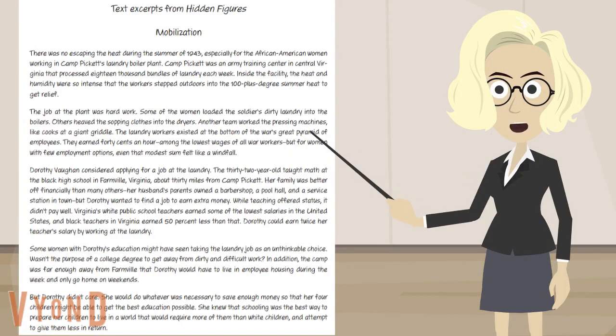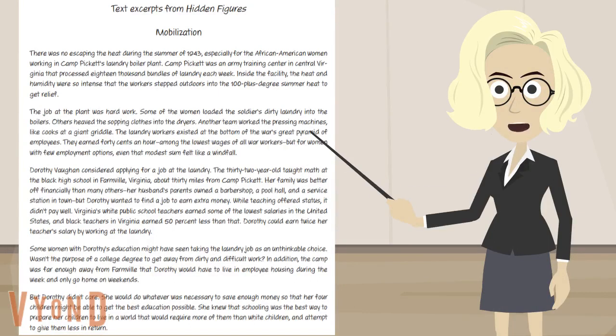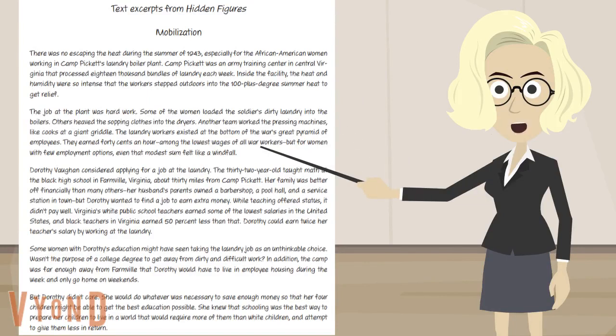But Dorothy didn't care. She would do whatever was necessary to save enough money so that her 4 children might be able to get the best education possible. She knew that schooling was the best way to prepare her children to live in a world that would require more of them than white children, and attempt to give them less in return.